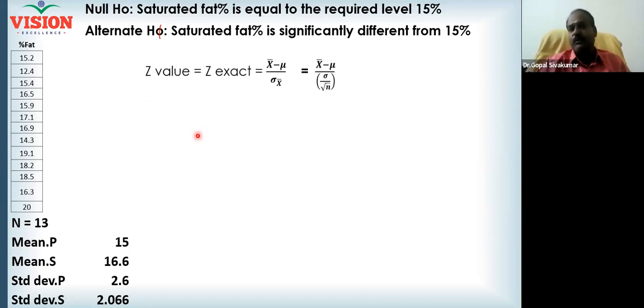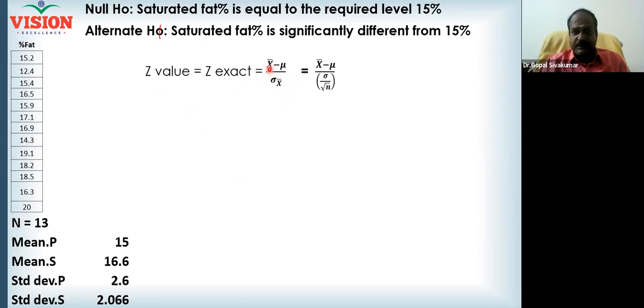So far, I have not taught you how to calculate Z score, isn't it? So Z score, what is the formula? X bar minus mu divided by sigma of the X bar. X bar means mean; sigma of X bar is the standard deviation of the mean.